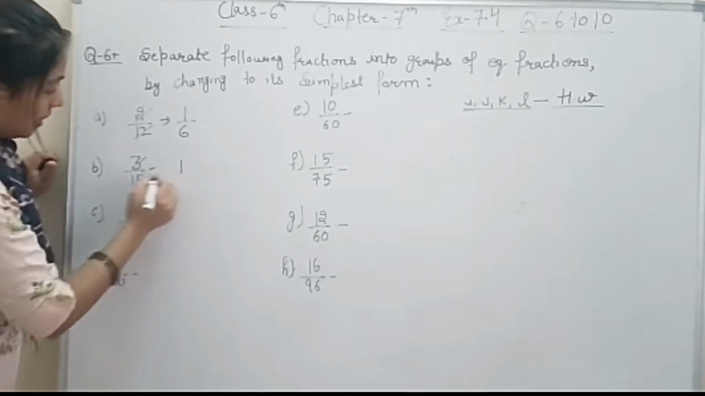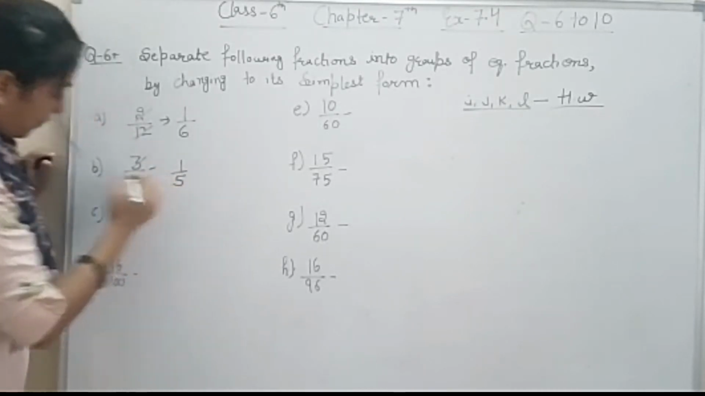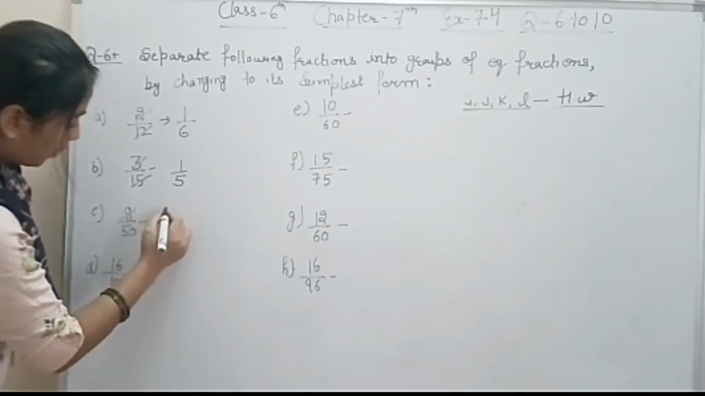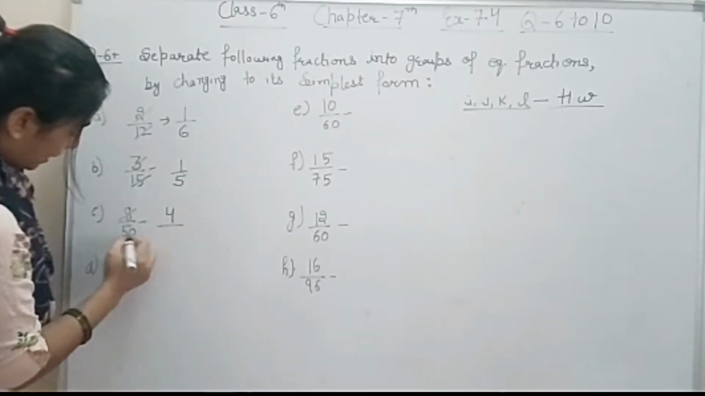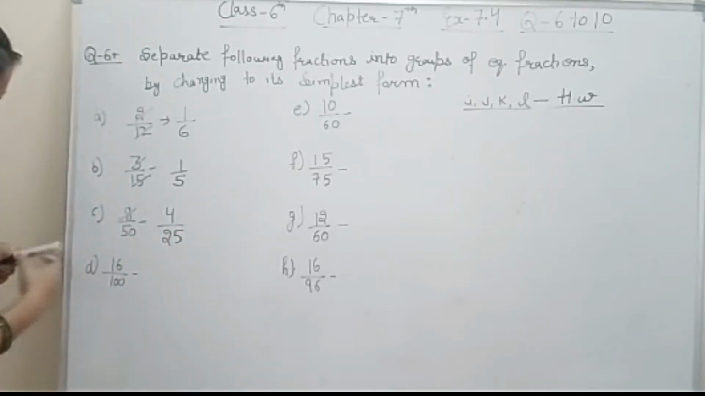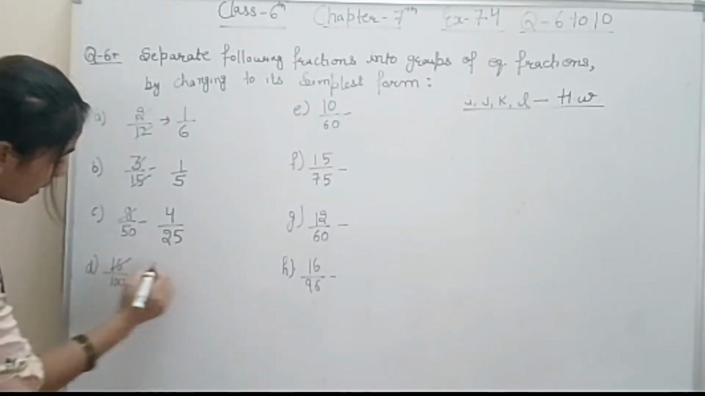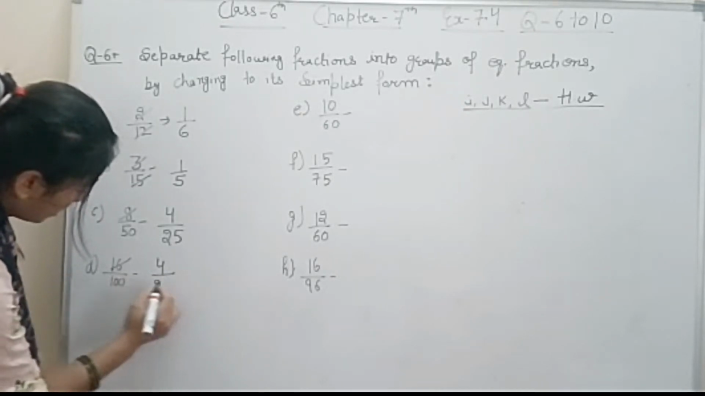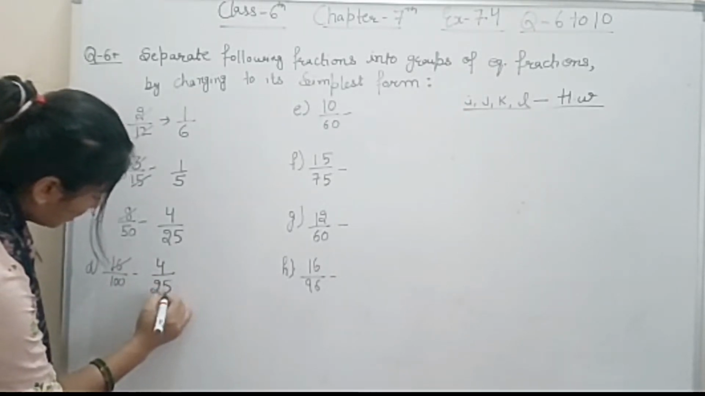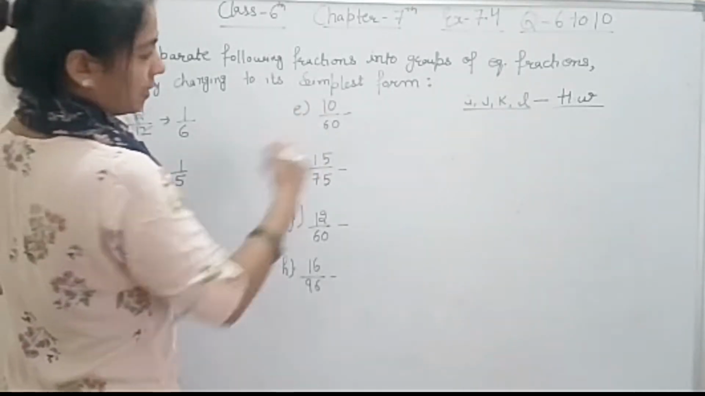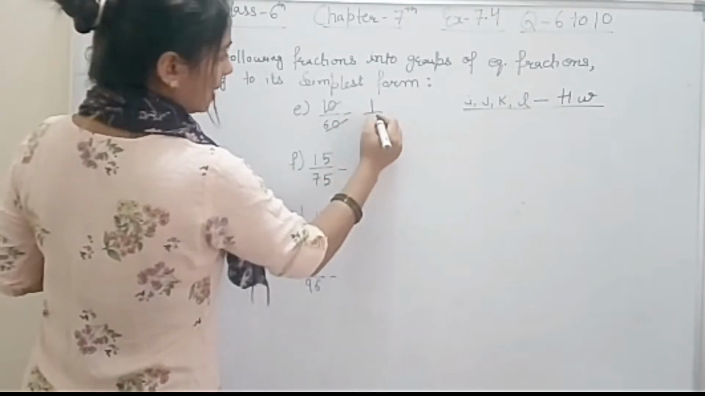Now 3 ones are 3, 3 fives are 15. Fine. Here 8 upon 50. 2 table: 2 fours are 8, and 2 twos are 4, 2 fives are 10. 4 upon 25. Next, 4 table: 4 fours are 16, 4 twos are 8, 4 fives are 20. Again 4 upon 25. 10 upon 60. 10 ones are 10, 10 sixes are 60.